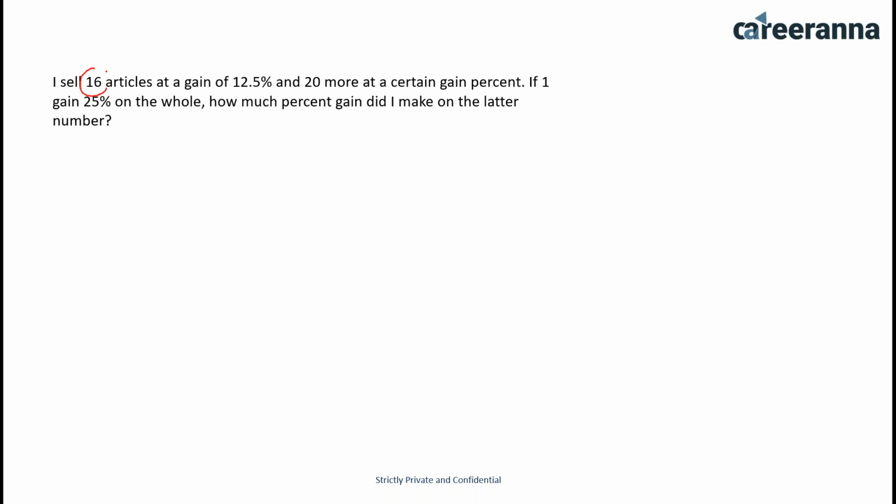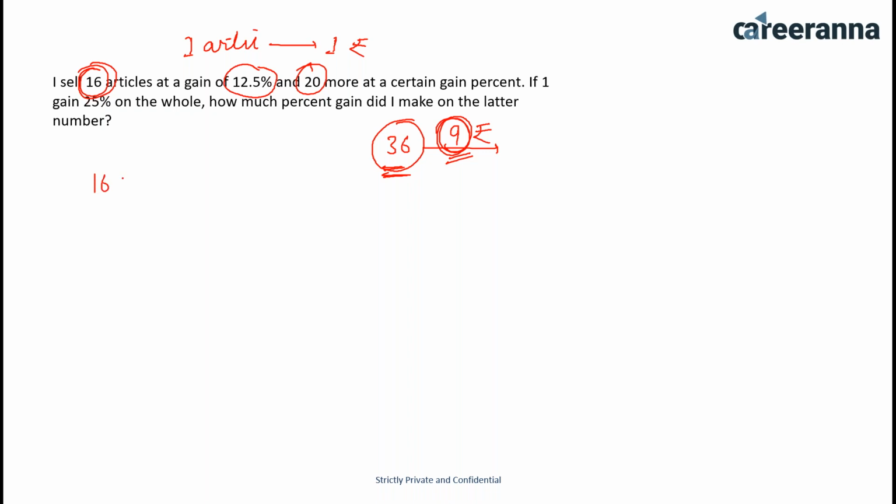So in total I have 16 plus 20, 36 articles. Is it clear? And I want 25% gain. I consider that one article is of 1 rupee. That means 36 articles will be of 36 rupees. So 25% of 36 is 9. 9 rupees is the gain which I want. But by selling 16 articles, I got 12.5% gain. That means 16 multiplied by 12.5 divided by 100.